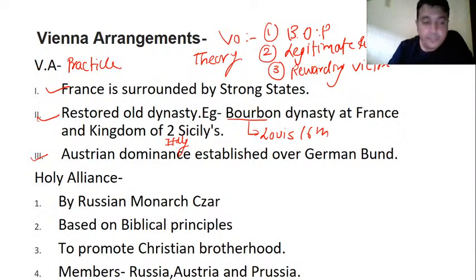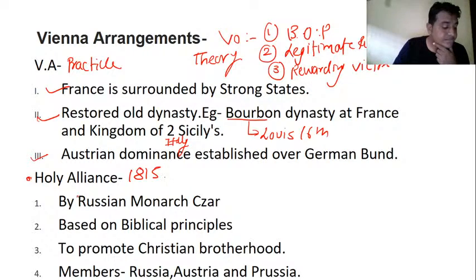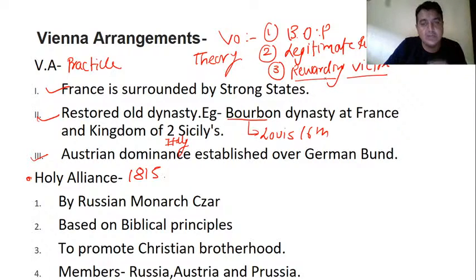Okay, yes, it is clear. Next is the Holy Alliance. In 1815 only, one more alliance was established. Ashwini wants to know about the third point. The third point is in the theory. What is rewarding victors? It means those who have won, you have to give them something back, you have to give territory or you can give something else.